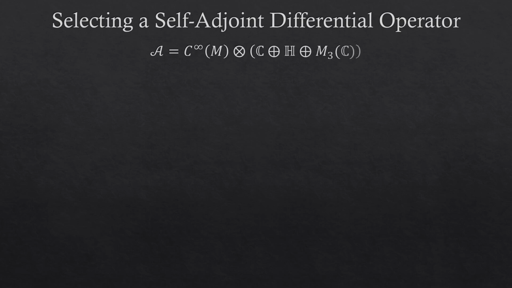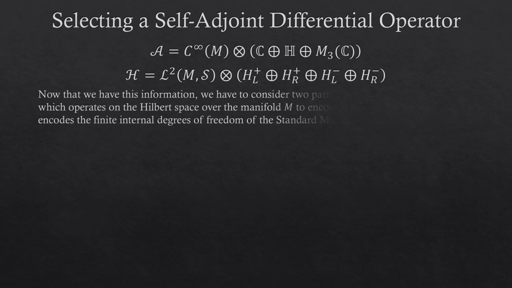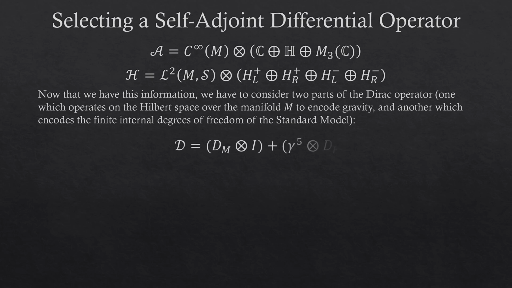So this is our operator algebra, and we also have our Hilbert space. So with this algebra and Hilbert space, we now want to consider which self-adjoint differential operator we wish to use. We want to start by considering 2 parts of the Dirac operator, one which operates on the Hilbert space over the manifold M to encode gravity, and another which encodes the finite internal degrees of freedom of the standard model. This will be the geometric part of the Dirac operator acting trivially on the Hilbert space through the tensoring of the identity element, plus the chirality operator tensored with the fermionic internal degrees of freedom of the Dirac operator.